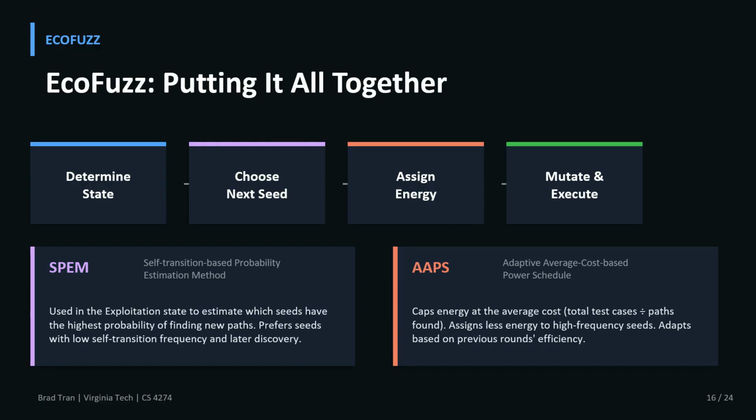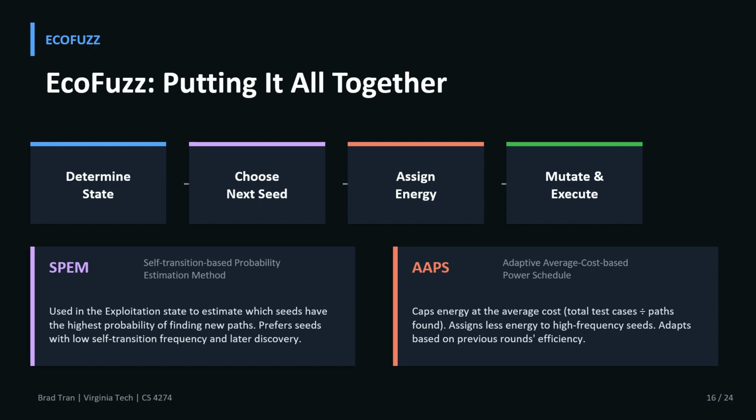In exploration, seeds are chosen in queue order to ensure unfuzzed seeds get tested. In exploitation, seeds are selected using SPEM based on estimated reward probability. Then assign energy using the AAPS algorithm, and finally, mutate and execute as normal.